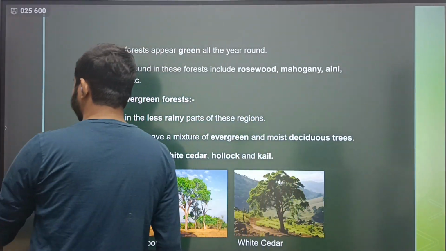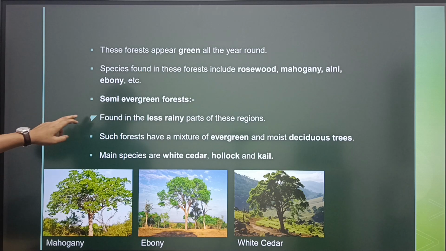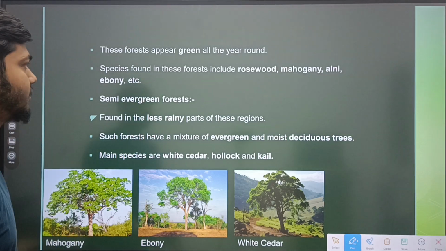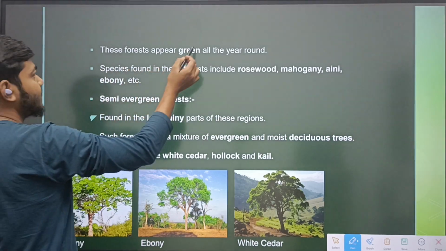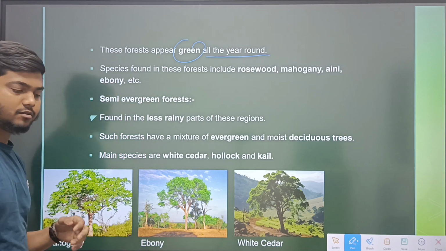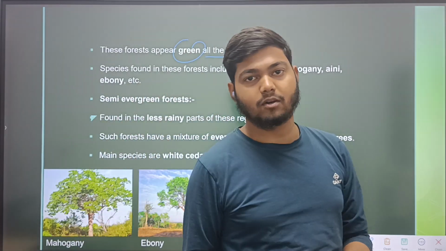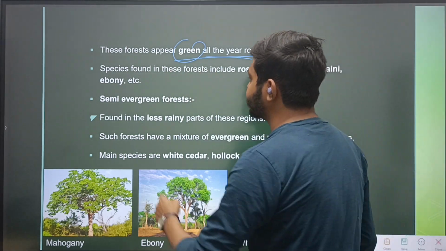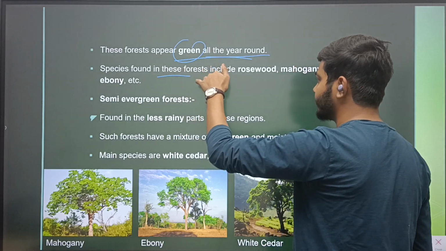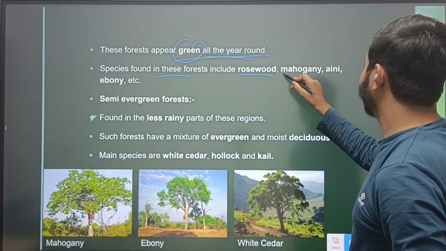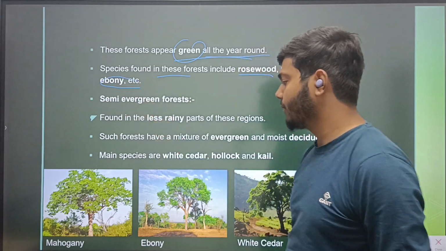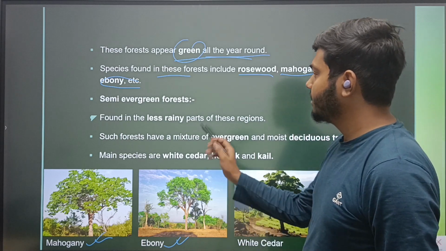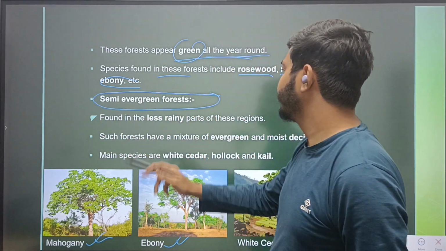So what are other characteristics of the tropical evergreen forest? These forests appear green all the year round. As I have told you, that is why they are called evergreen, because they appear green throughout the year. Species found in these forests include rosewood, mahogany, and ebony. So this is a mahogany tree. This is an ebony tree. And what is the semi-evergreen forest?